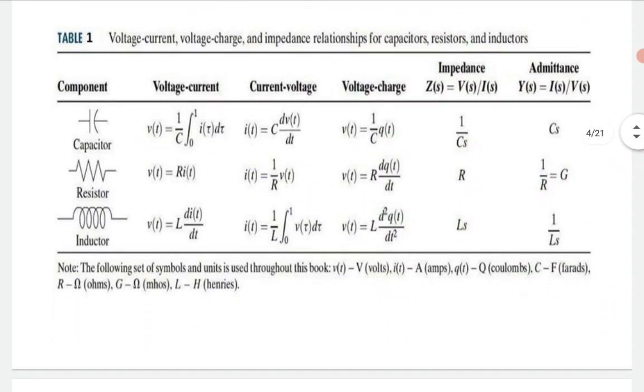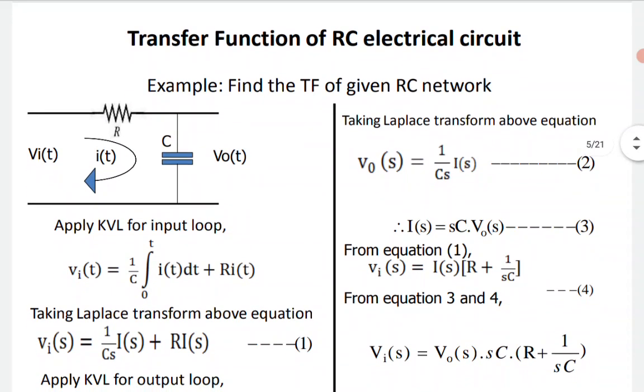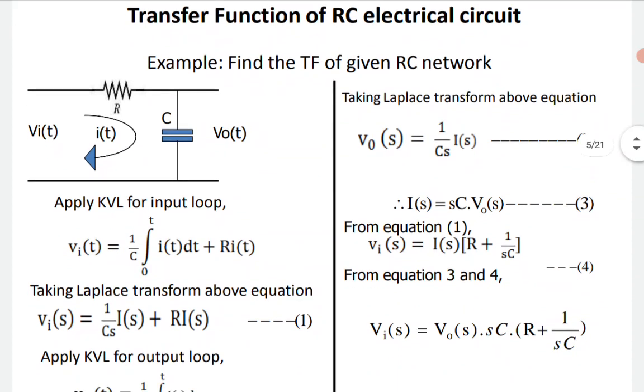Now these formulas we will use directly on the respective electrical applications. Now see how to evaluate the transfer function for an RC electrical circuit. The left-hand side diagram is provided. Here i(t) is the total current, Vi(t) is my source voltage, and V0(t) is my respective output voltage. So the transfer function is V0(s)/Vi(s), equal to what? At first we will apply Kirchhoff's voltage law, KVL, for the input loop.